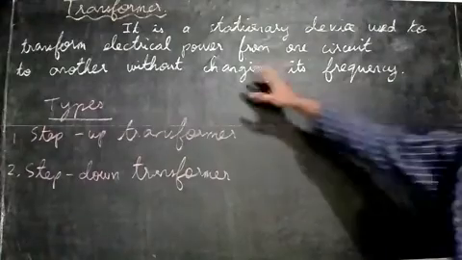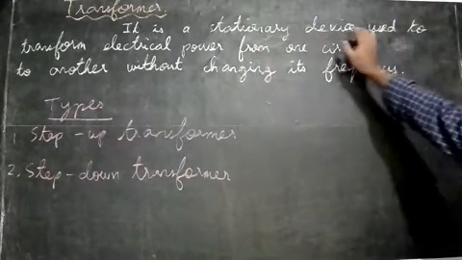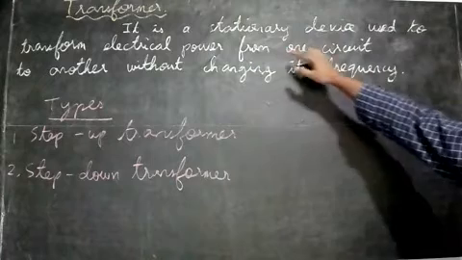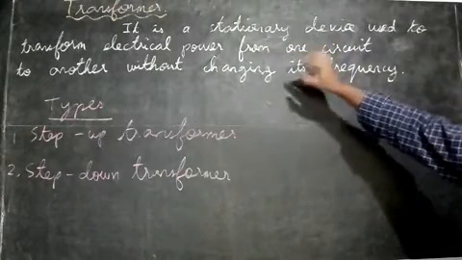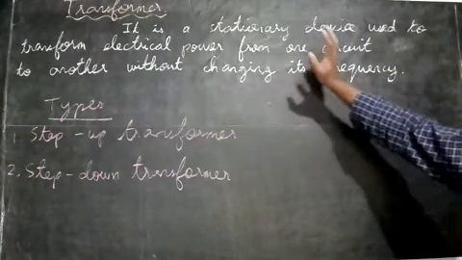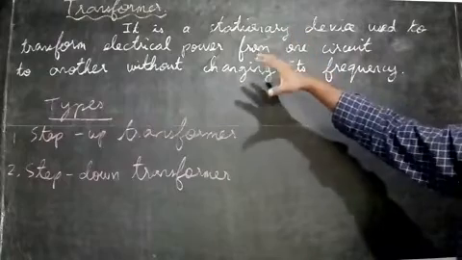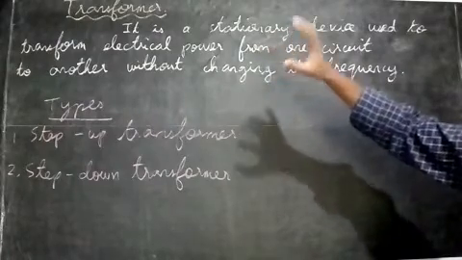Let us study about the transformer. A transformer is a stationary device used to transform electrical power from one circuit to another without changing its frequency. This is the definition here. We'll go through this picture and understand better. Let's see the types first.